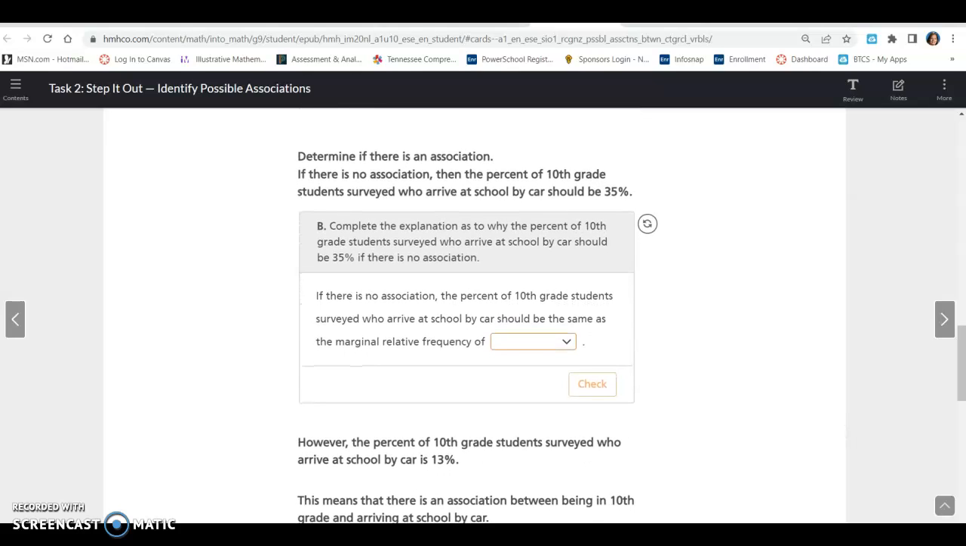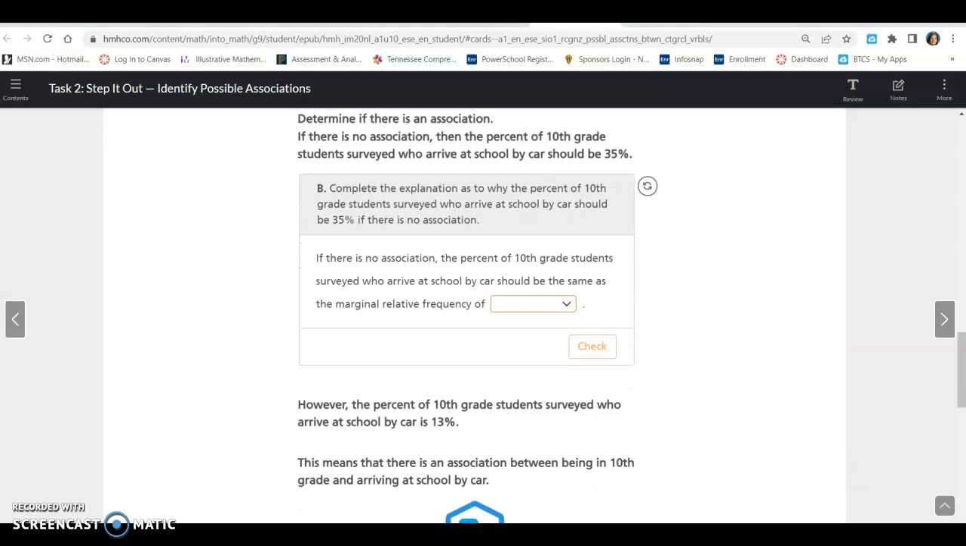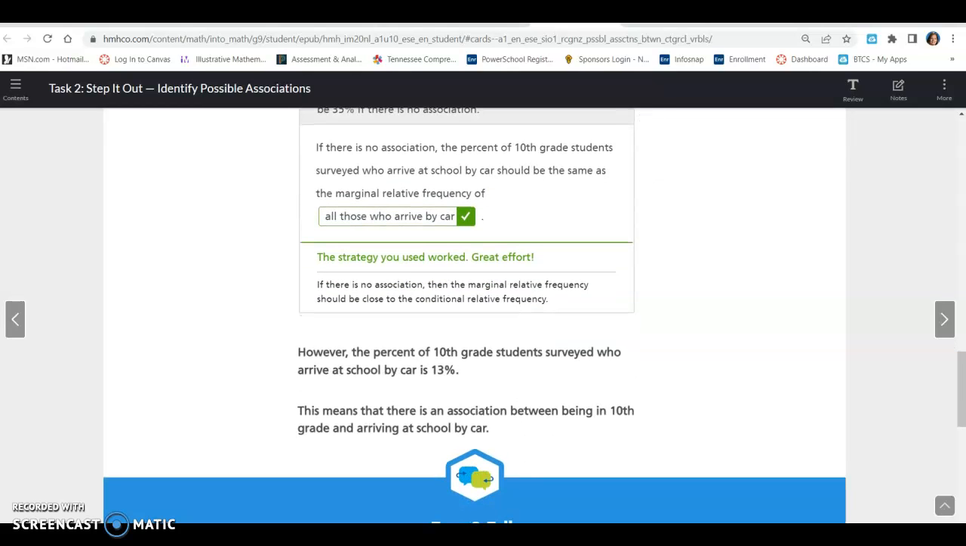So this one is going to be correct because 4% was the number of sophomores who arrived at school by car. It says determine if there is an association. If there is no association, then the percent of 10th grade students surveyed who arrive at school by car should be 35%. Complete the explanation as to why it should be 35% if there is no association. If there is no association, the percent of 10th grade students surveyed who arrive at school by car should be the same as the marginal relative frequency of all those who arrive by car.